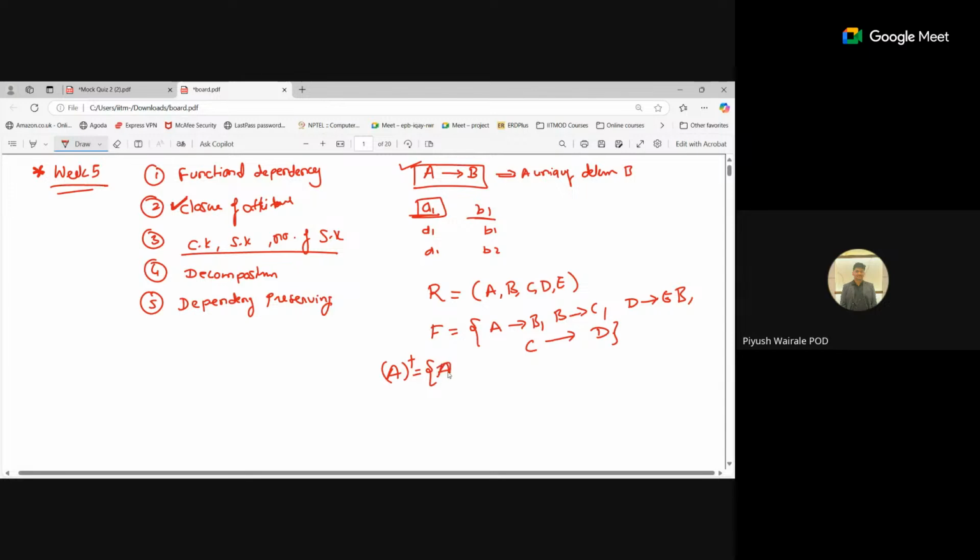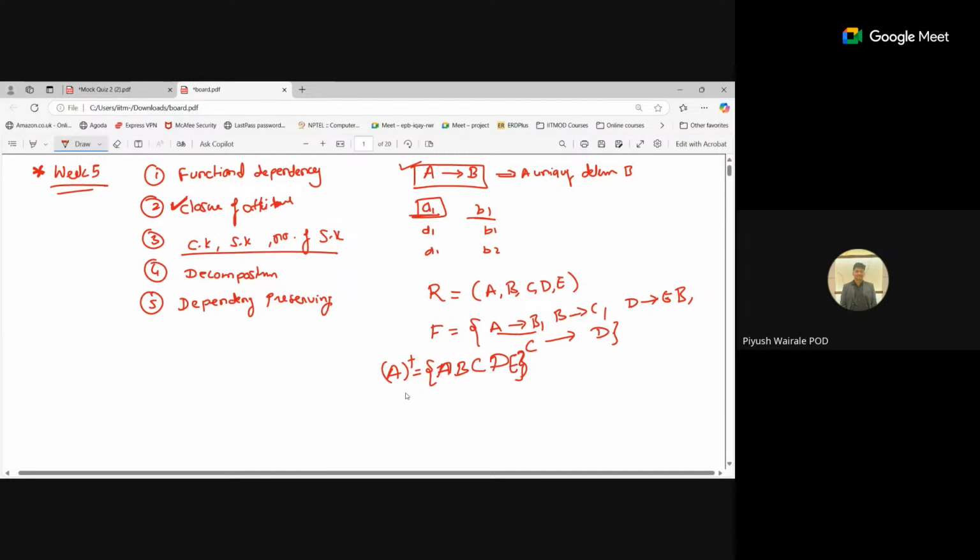So A will determine A itself, right? Now from A, whichever attribute we can determine, we need to add in that particular closure. So here from A, I can determine B. So I'm going to add B. Now from A or from B or from AB, can we determine any other attribute? Yes, C. So C will be there. C to D is there, so I can add D also. And D to EB, but B is already present, so we'll add E here, right? So this is how we can determine the closure of any attribute, right?